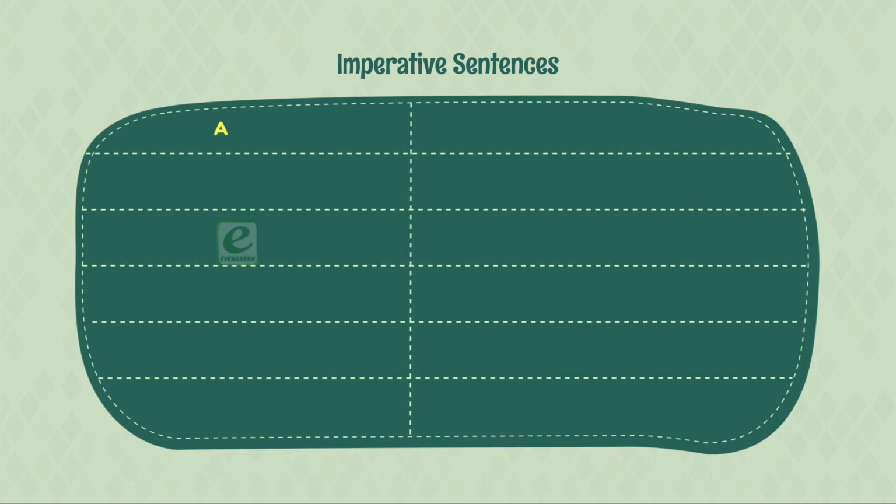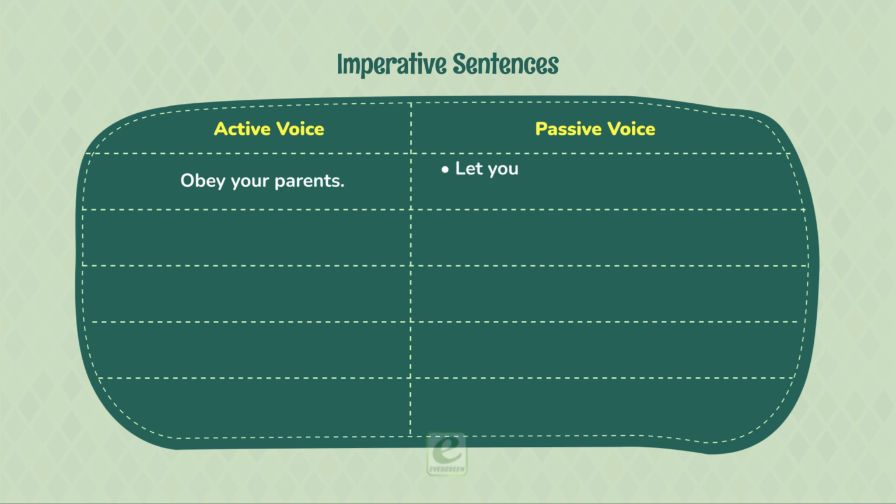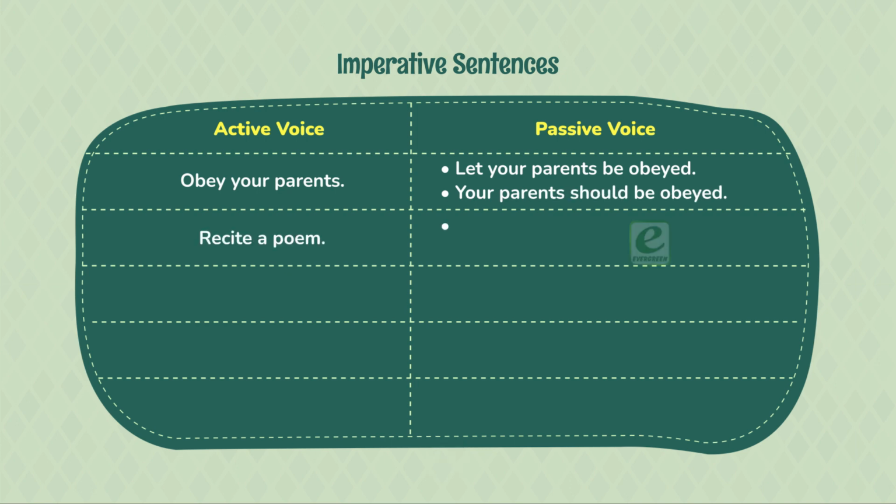Imperative sentences. Active voice, passive voice. Obey your parents. Let your parents be obeyed. Your parents should be obeyed. Recite a poem. Let a poem be recited. A poem should be recited.